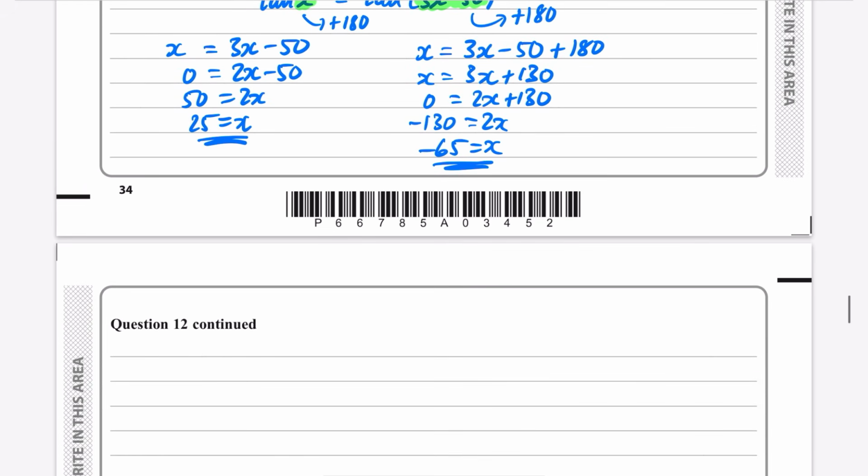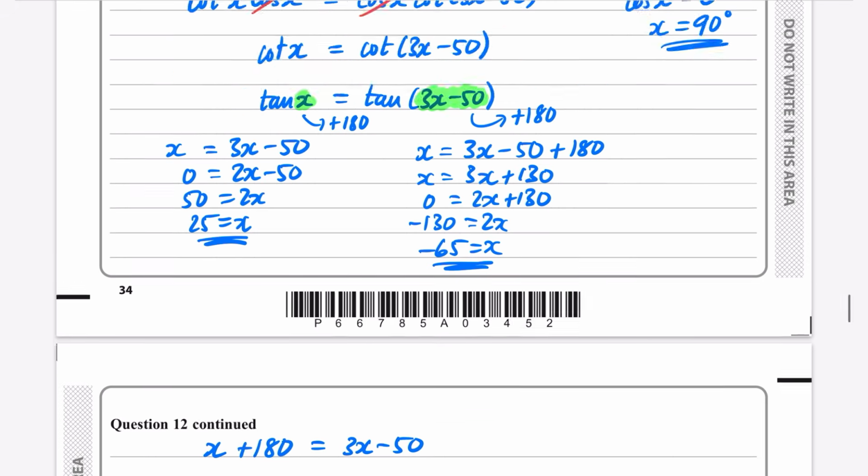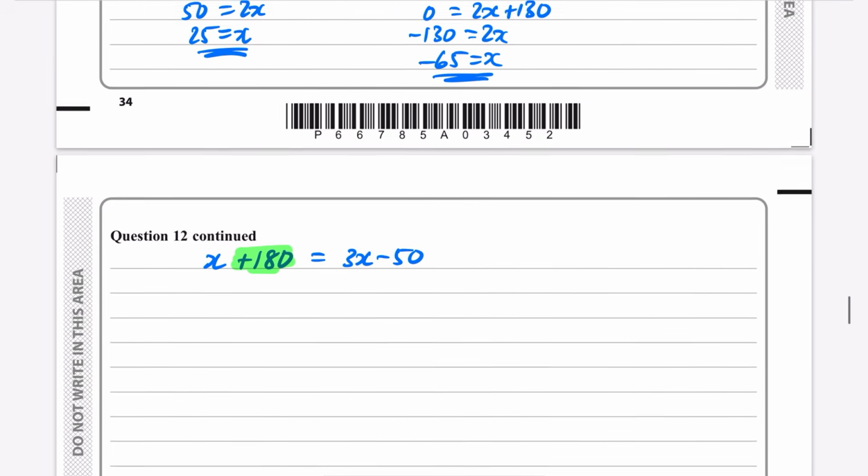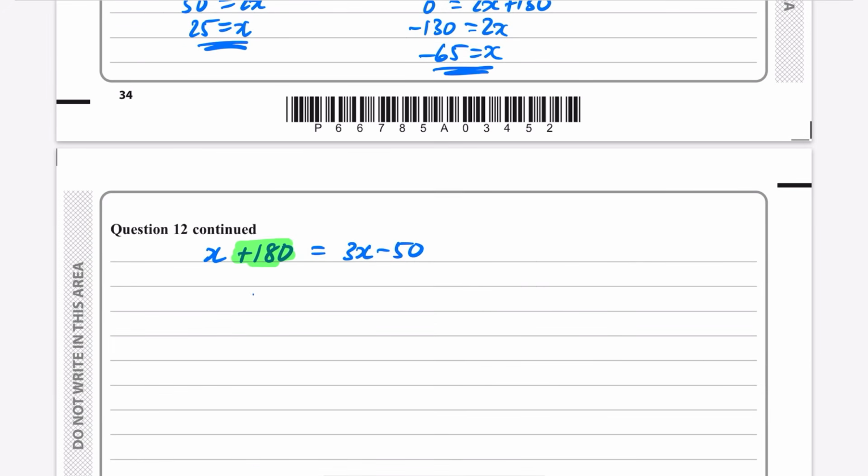So I'm going to try one final one, which is x plus 180 is equal to 3x minus 50. So I've done this one where I added the extra 180 on over here. I'm going to do this one where I add the extra 180 on over here. So if I subtract the x, I get 180 is equal to 2x minus 50. That gives me 230 is equal to 2x, or 115 is equal to x.